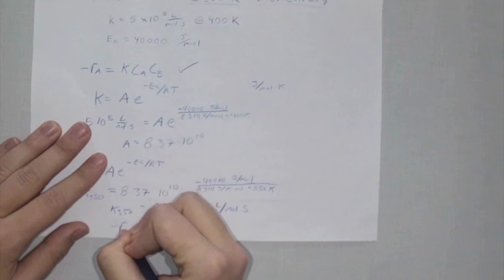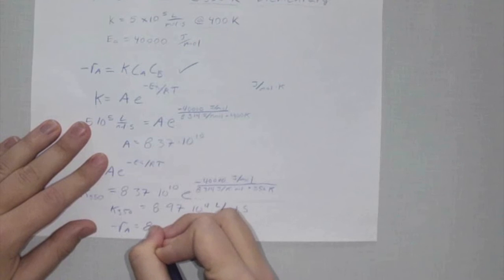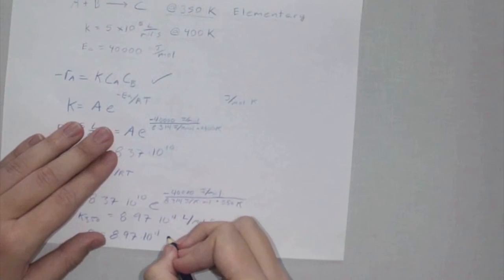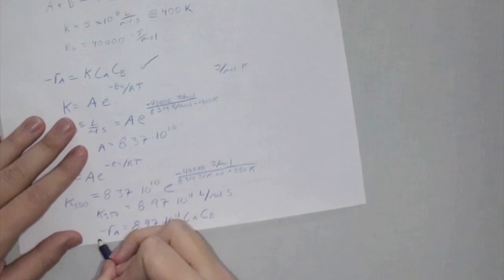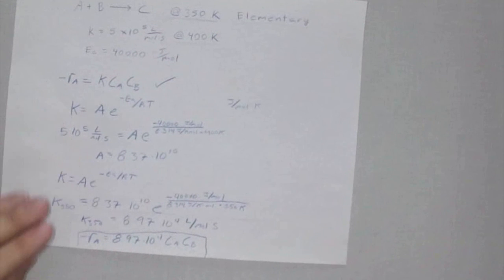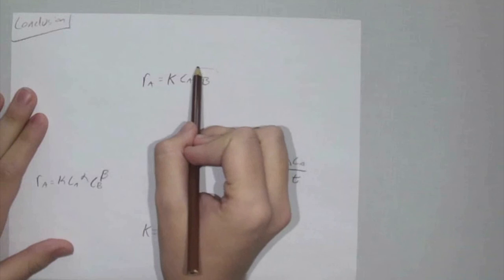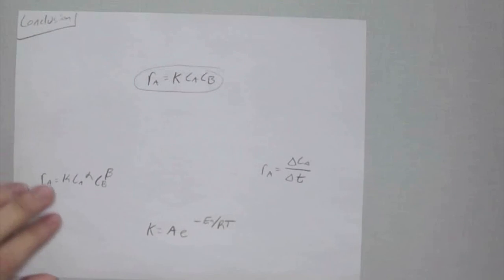So we can say negative RA, so again, is our rate of consumption of A, is equal to 8.97 times 10 to the 4th. That's our K value, times CA, to keep as a variable, times CB, to keep as a variable. And that right there is your final solution. So just real quickly in conclusion, there's one thing you remember about rate laws. Remember that form right there. RA equals K CA times CB.